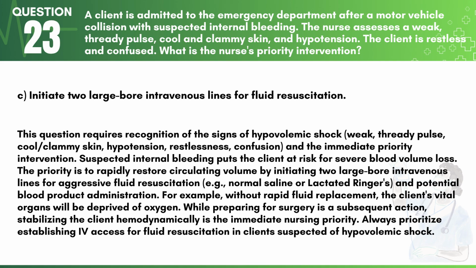Answer: C. Initiate 2 large-bore intravenous lines for fluid resuscitation. This question requires recognition of the signs of hypovolemic shock: weak, thready pulse, cool, clammy skin, hypotension, restlessness, confusion, and the immediate priority intervention. Suspected internal bleeding puts the client at risk for severe blood volume loss. The priority is to rapidly restore circulating volume by initiating 2 large-bore intravenous lines for aggressive fluid resuscitation, for example normal saline or lactated Ringer's, and potential blood product administration.